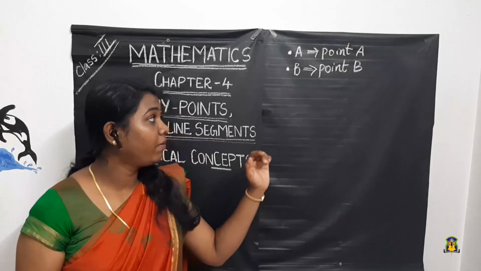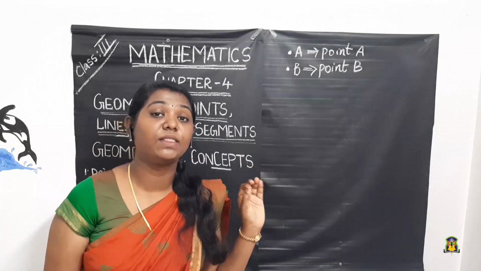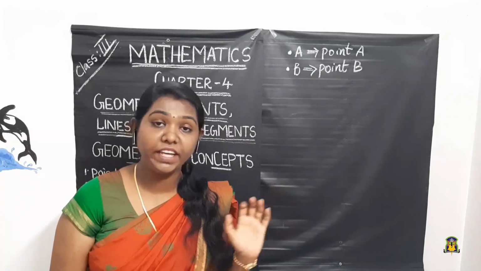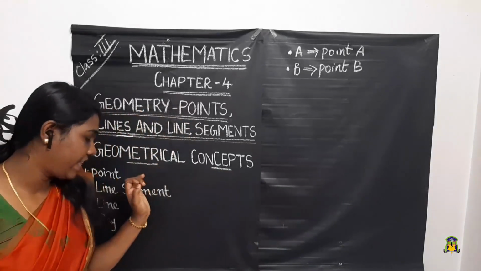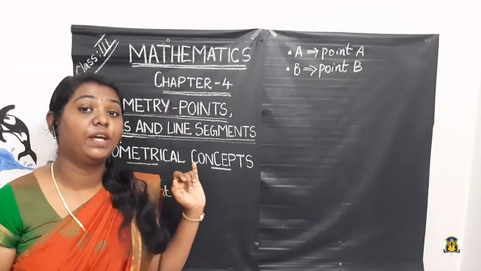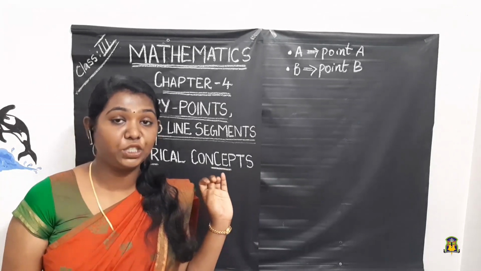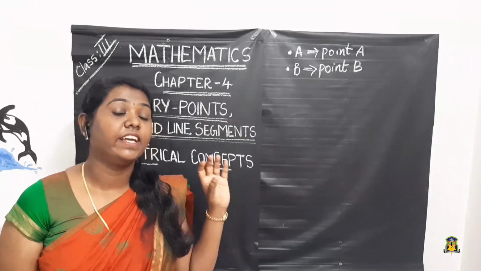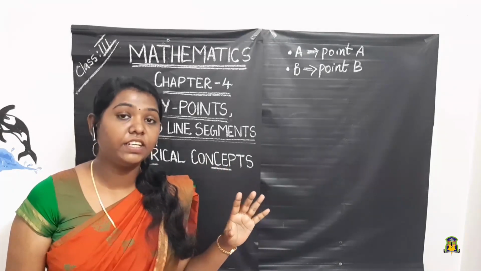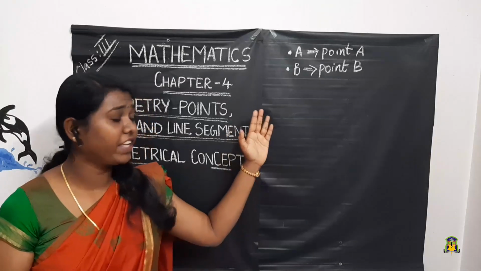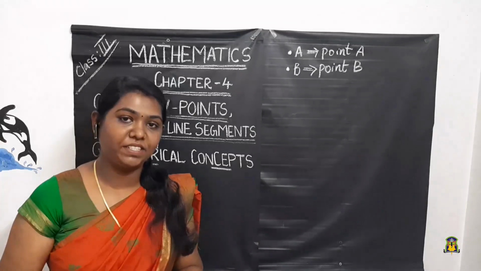Okay, then one more thing is that the point has no length or width, so it cannot be measured. Okay, so we can say that a point is a dot. A point is a dot made by sharp objects. Then it has no length or width, so it cannot be measured. Then we can say that a point is usually denoted by using capital letters.